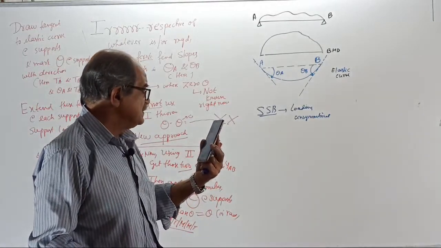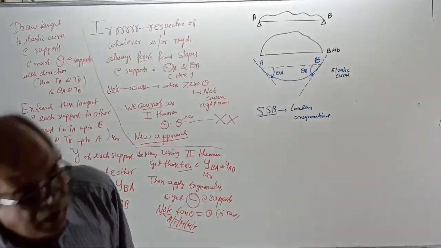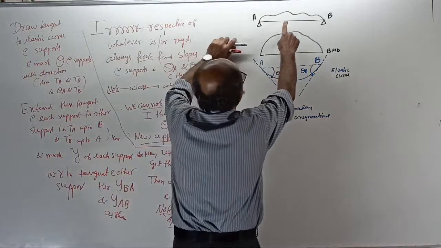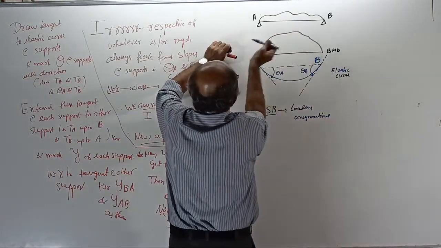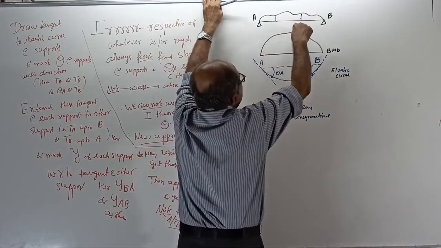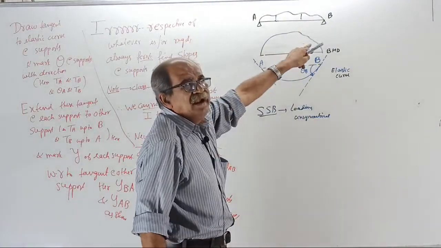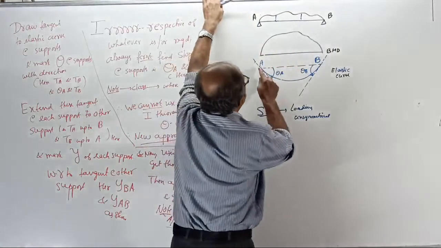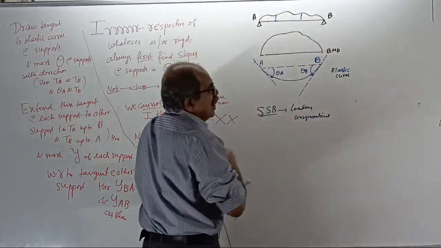Symmetry means what happens. Okay, now come to unsymmetrical. See, random loading. I will put random loading. This is not symmetrical. The BMD, see, is irregular. This is a random BMD. Don't worry. Sir, how does this come? Random BMD. Do not worry about the BMD.